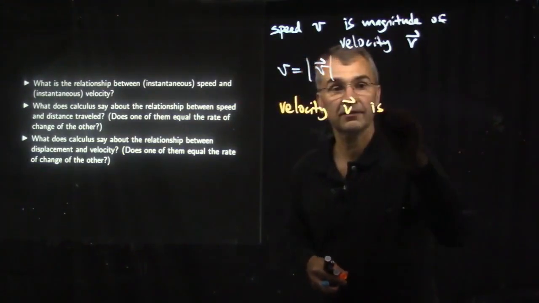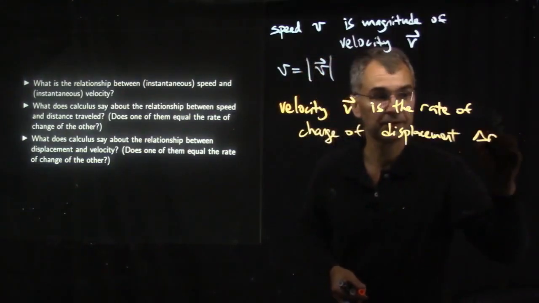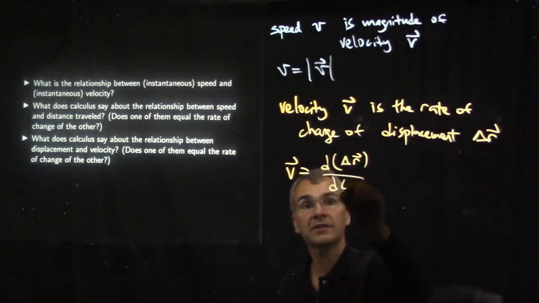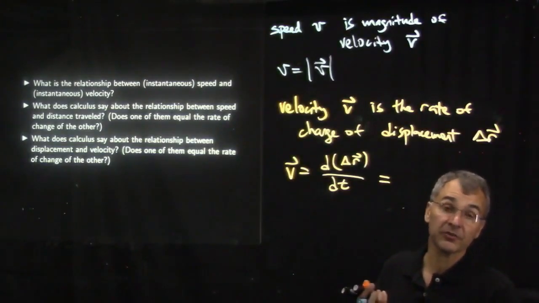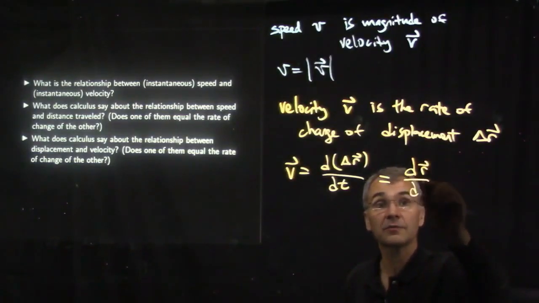Velocity, v, is the rate of change of displacement, delta r. That means that v is d delta r by dt. The thing is, delta r is just where you are now minus where you started, and where you started is a constant. And the rate of change of a constant is 0. So it's the same thing as dr by dt.